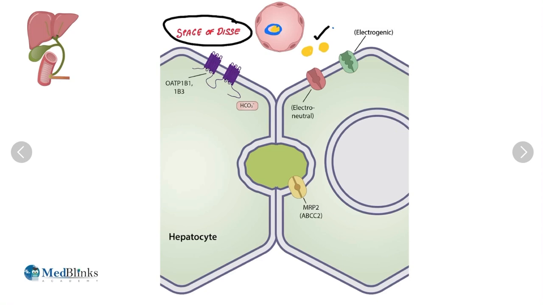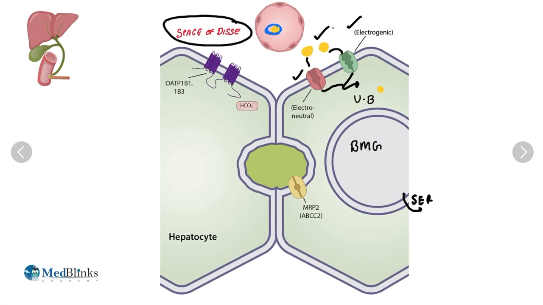Now three steps happen at the level of hepatocytes. The first step is uptake of this unconjugated bilirubin into the hepatocytes. This uptake happens because of certain carriers, and these carriers can be electrogenic carriers or electroneutral carriers. So it is carried inside the hepatocytes. This unconjugated bilirubin in the cytoplasm of hepatocytes enters the smooth endoplasmic reticulum.